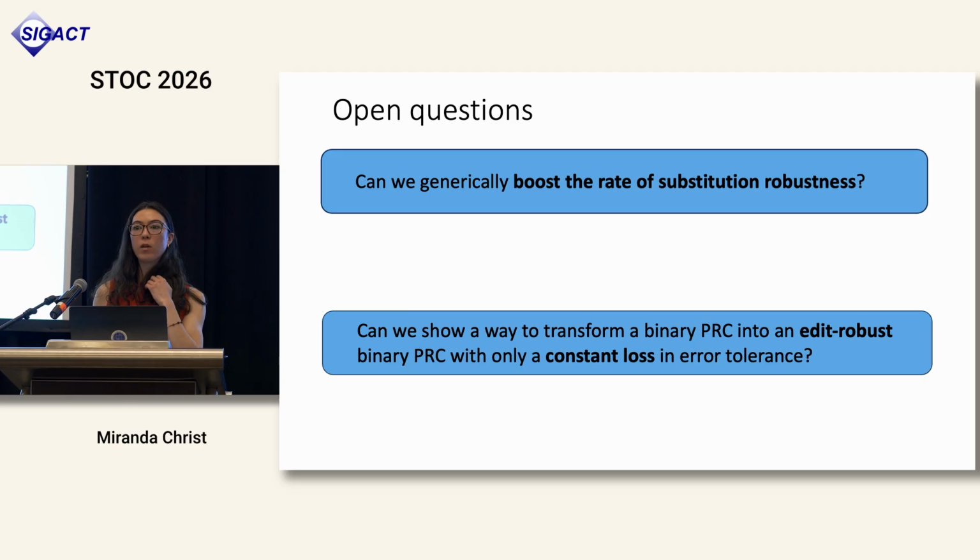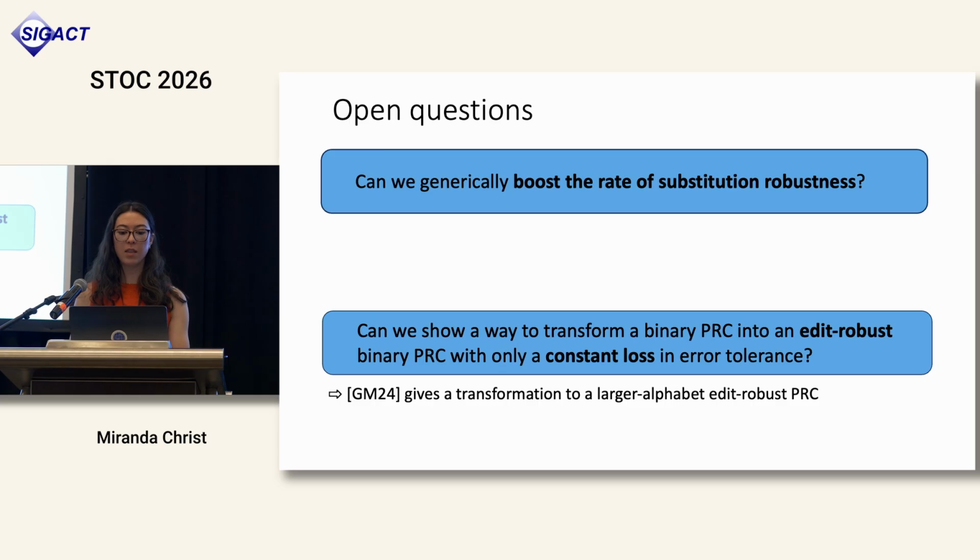Another question is whether we can upgrade the kind of robustness. So say you start with a pseudorandom code that tolerates changing the bits. Can we upgrade it to one that tolerates also inserting and deleting bits, where the error tolerance, or the rate of error that you tolerate, isn't lost too much? So in particular, we want to go from tolerating a constant rate of substitutions to tolerating a constant rate of edits.